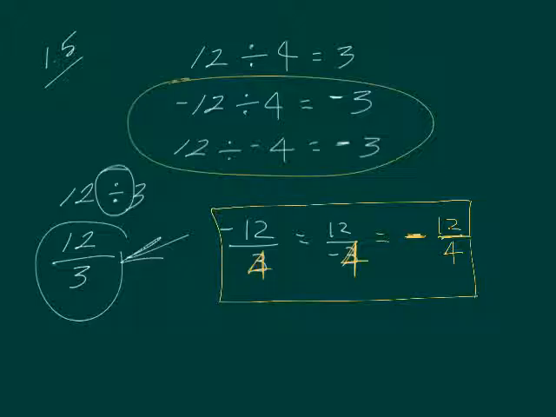Let's look at example 3. Example 3 is negative 15 plus 5 times negative 4, and they're putting it over 12 minus 17.